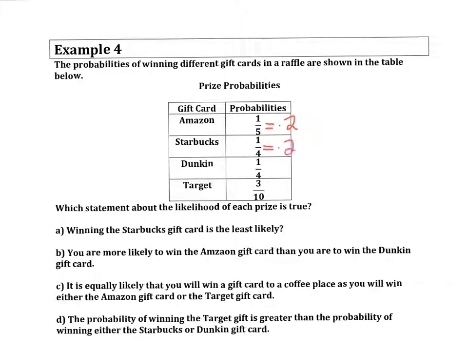1/4 I know is 0.25, so I can put that down for both Starbucks and Dunkin' Donuts. And 3/10 is just 0.3. So again, together they total up to give us 1 or 100% because they are all possible outcomes here. Now we're going to read through the statements and see which ones are true and which ones are false.